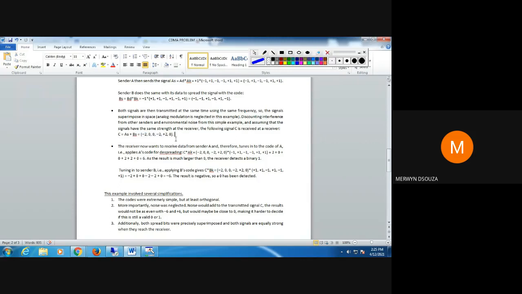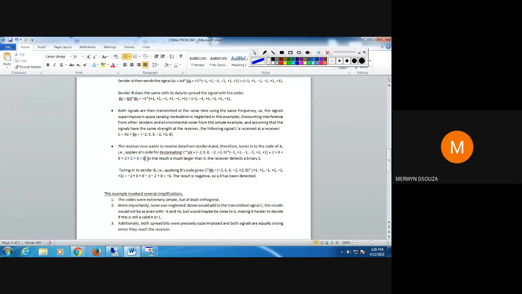When you want to extract it, the receiver has all the stations' keys with it. So when the receiver wants to extract the data of station A, we apply station A's key to the superimposed signal, so that it will get the data of station A. You take the superimposed signal, that is C, and find a dot product with the key of station A. When you find the dot product, you get the final answer as 6.